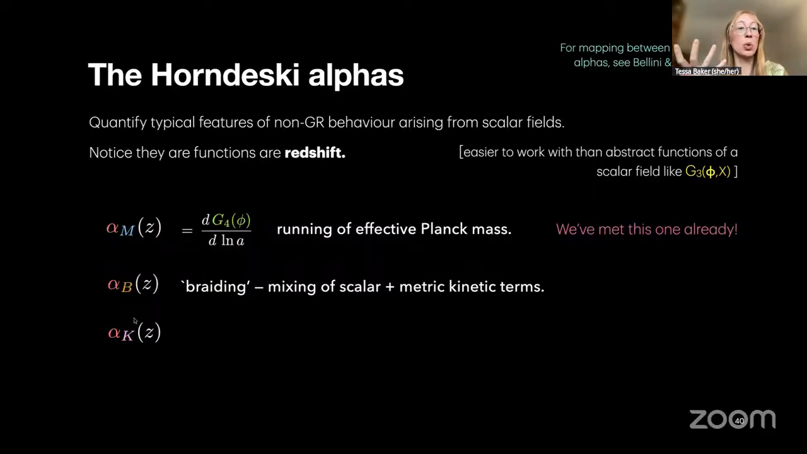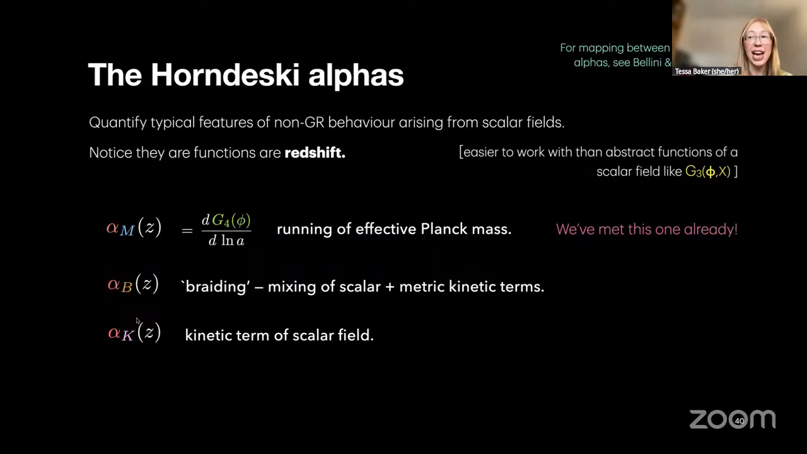Alpha B is called the braiding parameter, and it tells you about a particular term that mixes the kinetic term of your scalar field and your metric. Are they braided together? Are they interacting? And finally, there is one called alpha K, sometimes called the kineticity parameter, which is related to those non-trivial kinetic terms. So does our scalar field have a standard kinetic term or something more exotic?